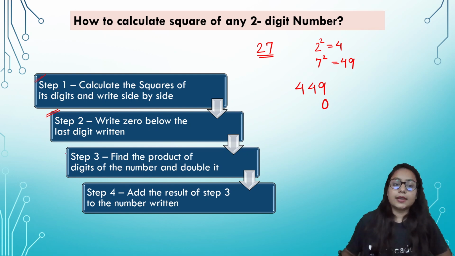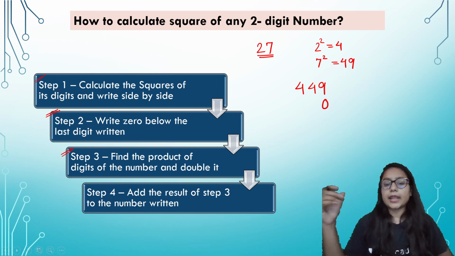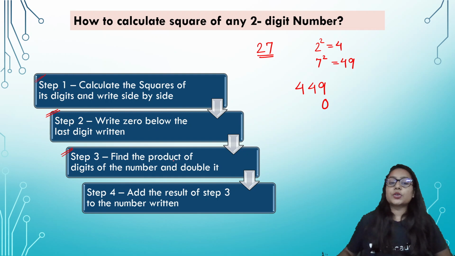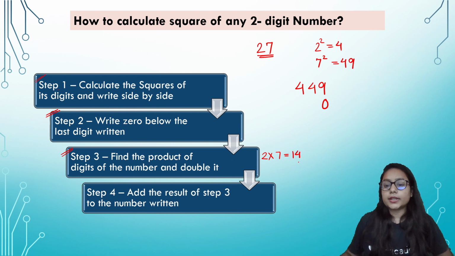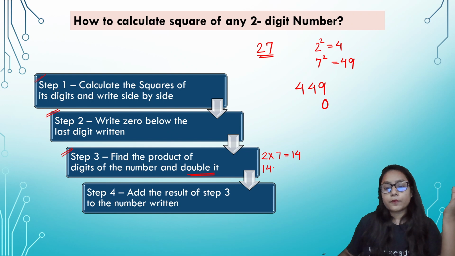Then step 3: find the product of the digits of the number and double it. The number is 27, so the product of its digits is 2 into 7, that is 14. Now I have to double this product, so 14 into 2 gives me 28.